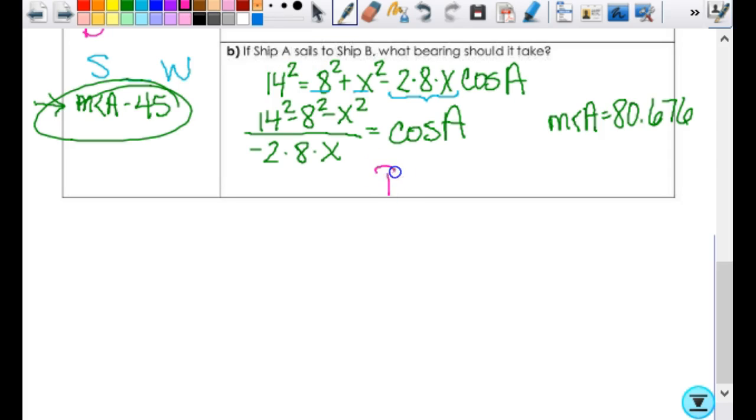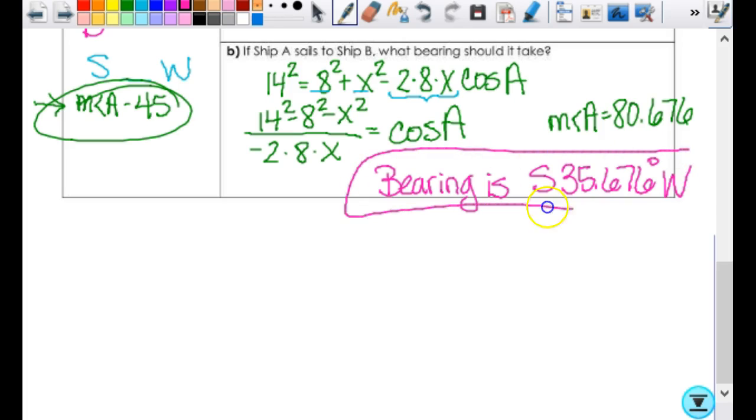And we can just say that the bearing is south, how many degrees? Good, 35.676 degrees west. And because we figured out this whole southwest thing before I ever started, it's good to think through these things before you get lost in the math and then don't end up answering the question right, okay? So those extra few seconds you take to think through the problems can be really, really helpful.